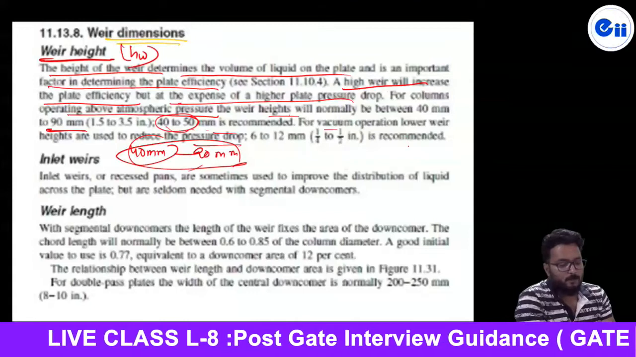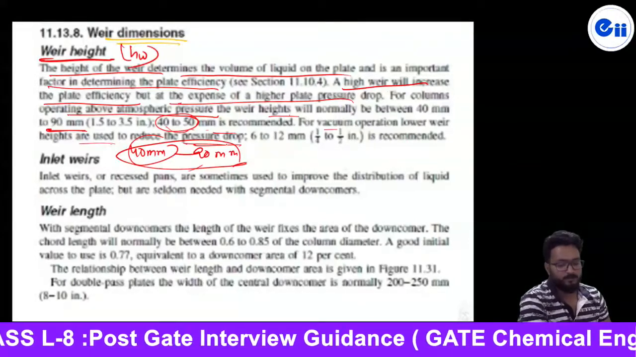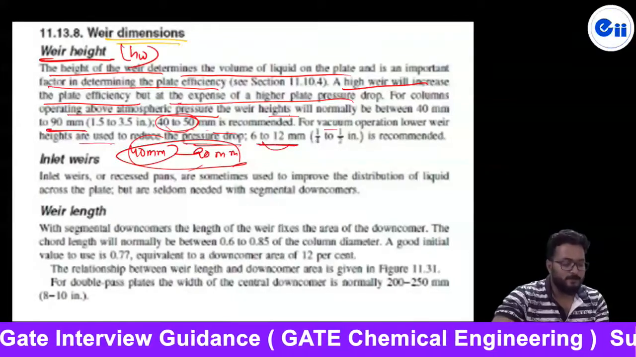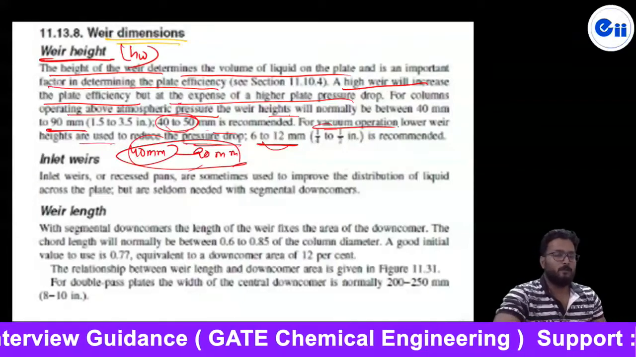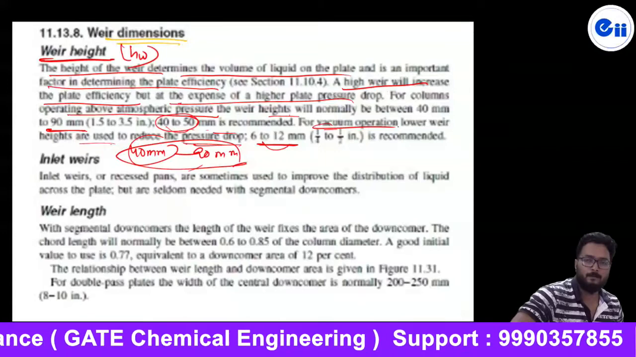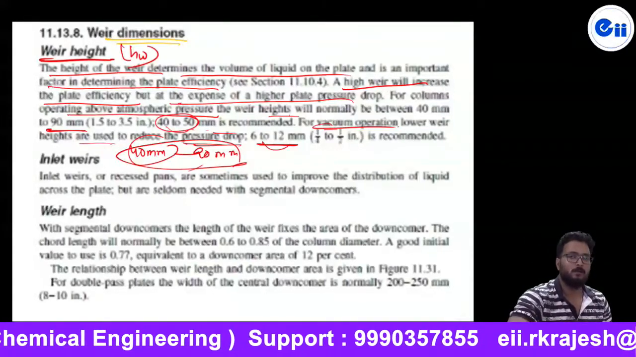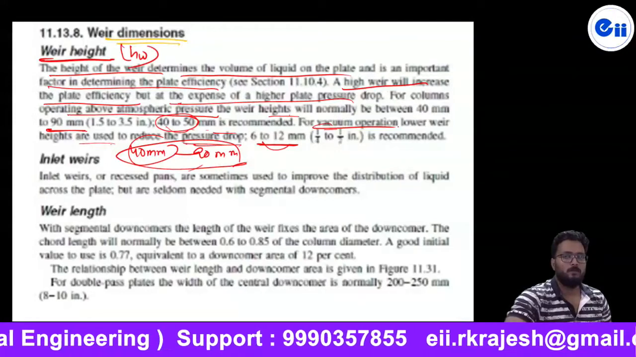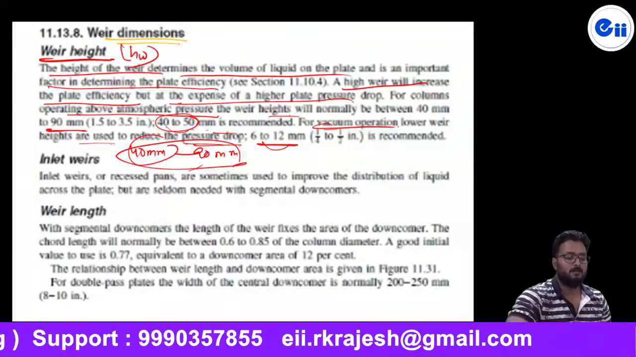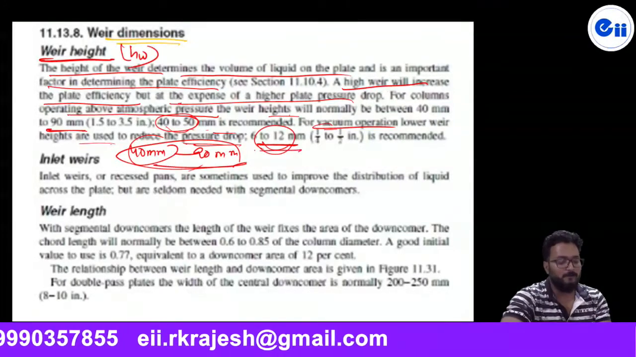For vacuum operation, lower weir heights are used to reduce the pressure drop. Already I told you. And 6 to 12 mm, very important thing. This point we should note. And the reason also I told you: in vacuum operation the weir height is low, while in any column which is going to operate at pressure more than atmospheric, we should use the high value of weir height, called 40 to 90 mm, and for vacuum it is only 6 to 12 mm. This is the point we should note.